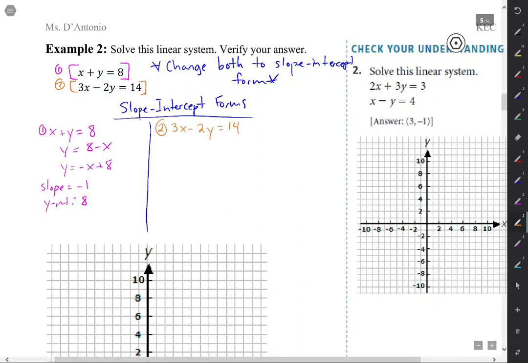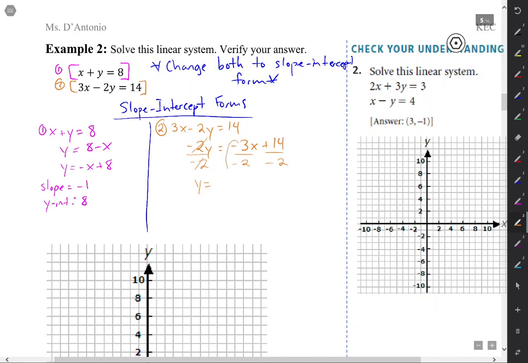Okay, so our first step is to move all the terms that don't include y to the other side of the equal sign. So then we're going to have negative 2y is equal to negative 3x plus 14. And now we need to get that y all by itself. So in order to do that, we need to divide everything by negative 2. So I'm going to divide every term by negative 2, because that's going to cancel out that negative 2 beside the y. So then we're going to have y is equal to negative 3 over negative 2x.